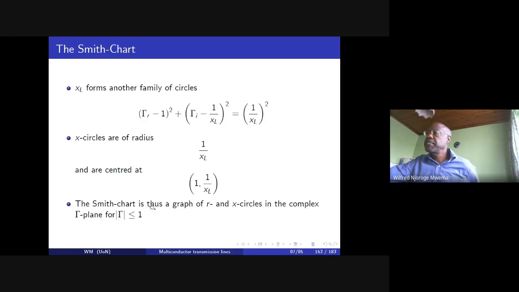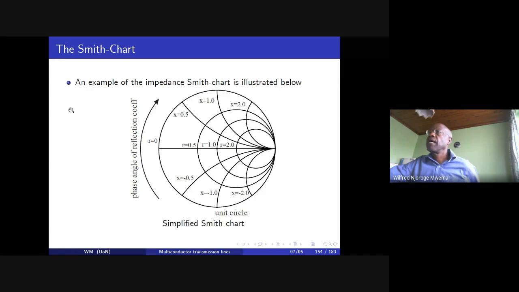And the Smith chart is thus a graph of R and X circles in the complex gamma plane for the magnitude of gamma less than or equal to unity. So an example of the impedance Smith chart is illustrated below. You must have met this in your circuit theory in third year, and therefore there is nothing much to talk about.